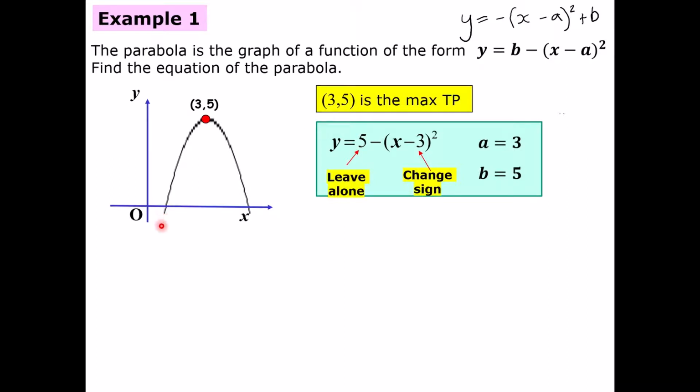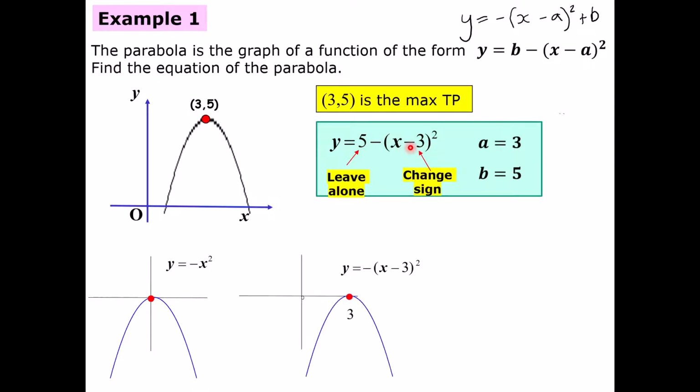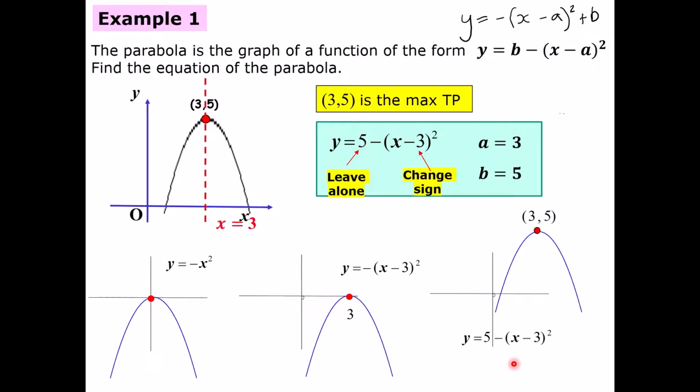But let's just look at where this graph comes from. So like I said, we're starting from a standard graph for negative x squared. And what's happening in the bracket here, we're subtracting 3, which means we're moving right along the graph 3 places. And then we're moving up 5. Okay, so this is where this equation of the parabola comes from. And we can also identify the axis of symmetry straight down the middle of the parabola. We know a, so x is equal to a. In this case, a is 3, so our equation is x equals 3.